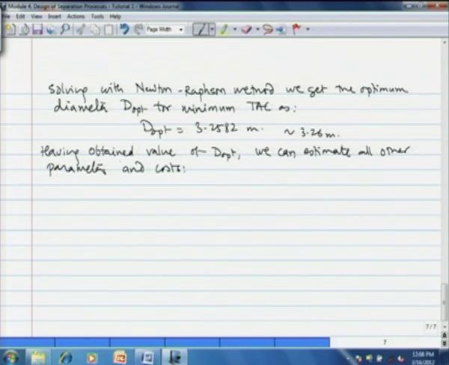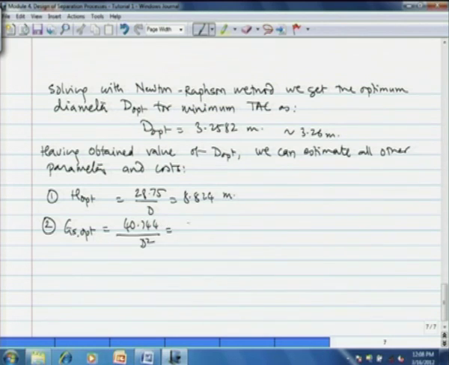And now I am giving the answers. First is H opt, height of the tower at optimum condition, that is 28.75 divided by D. So, substituting D, we get this as 8.824 meters. Then GS opt, it is 40.744 by D square, and again putting D equal to 3.2582, this comes out to be 3.838 kg per meter square per second.